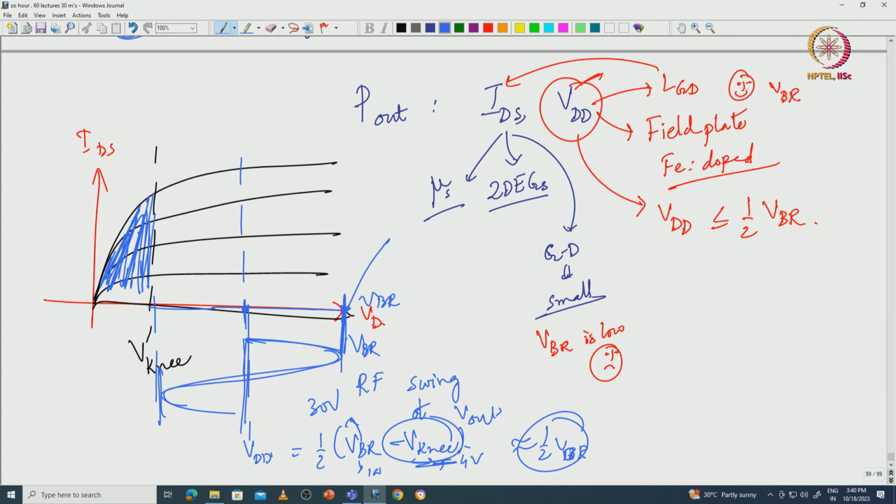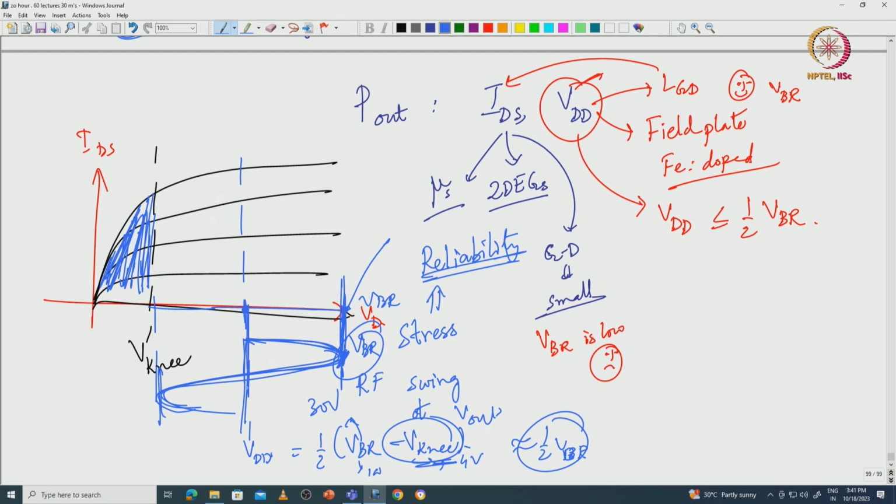You should bias it at less than half of the voltage, because if your breakdown is here, you do not want the RF swing to touch the breakdown and come back again. Every time you touch the breakdown voltage, you really stress the device, and that stress leads to significant reliability problems. So you do not want to stress the device so much.